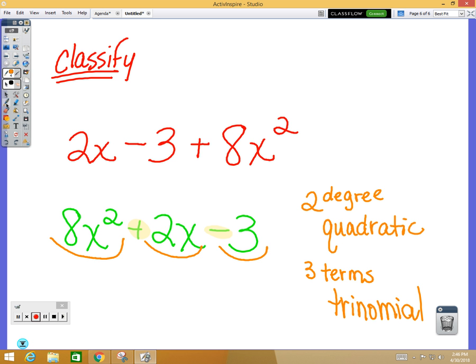We're going to add polynomials and we're going to subtract polynomials. Okay? All that is, it sounds like it's more than what we've done. It's just combining like terms. That's it. Okay?